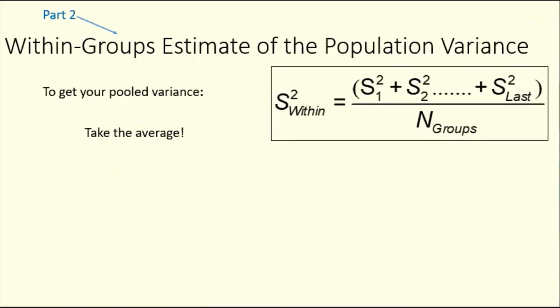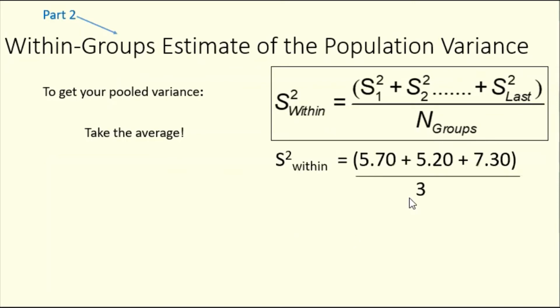Next, I'm going to use these 3 estimated population variances that I just calculated to get the within groups estimate of the population variance. And so what I'm really doing here is just really taking an average. And so for our purposes, this is just going to be I'm adding these up and dividing by the number of groups. And again, that's our within groups estimate of the population variance.